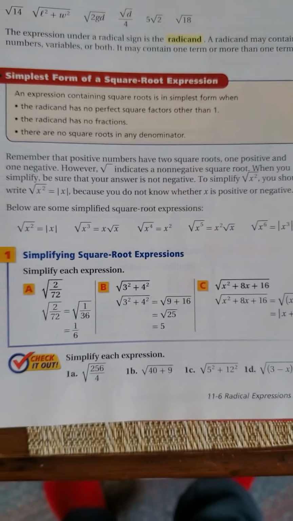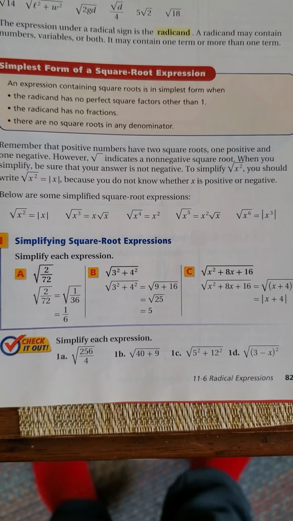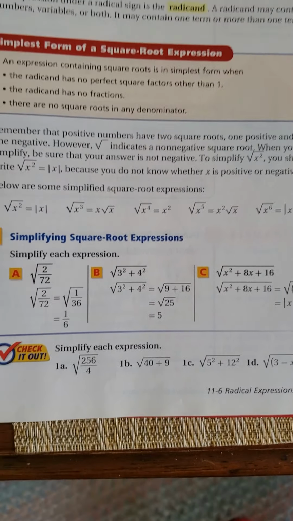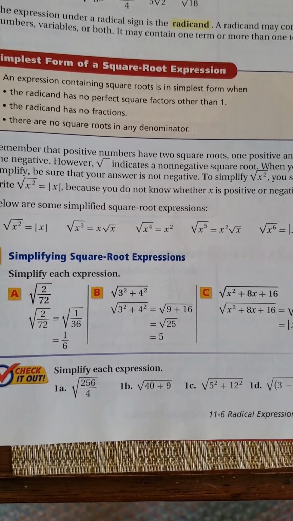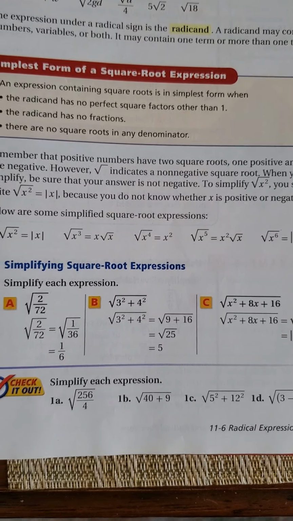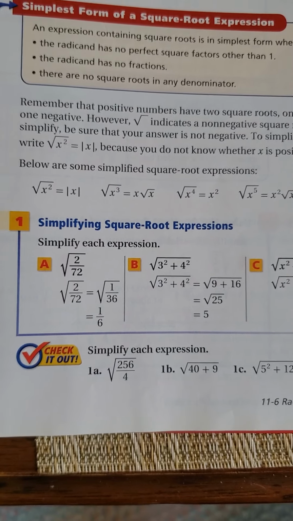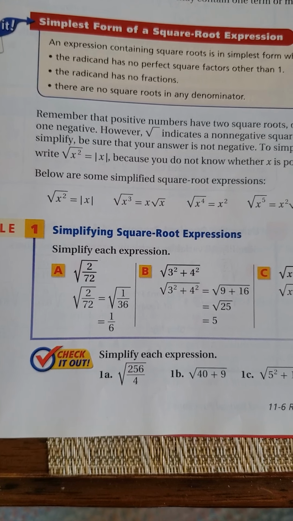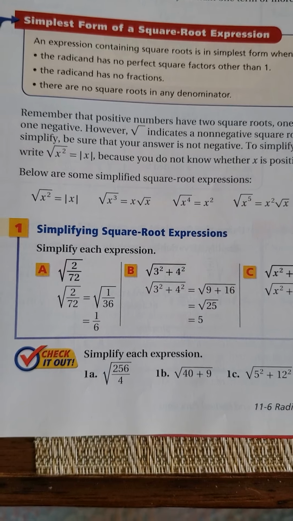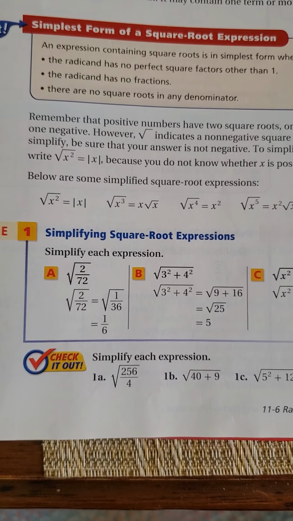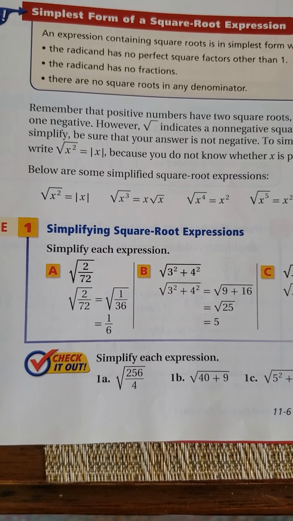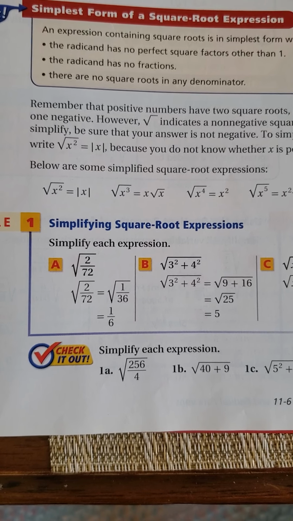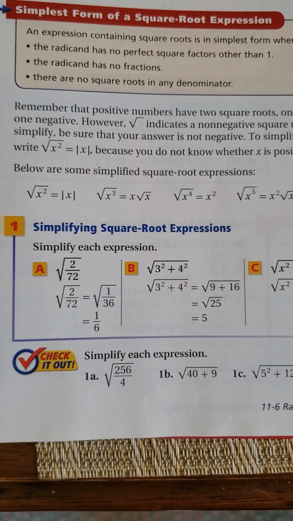This first set of examples down here shows how we can take a couple of different square roots. For example, the square root of 2 over 72, that's part A, and we can simplify that. We can simplify 2 over 72 to 1 over 36. Then remember this, the square root of 1 is 1, and the square root of 36 is 6. So that's how we find our answer through a couple of steps in that problem.